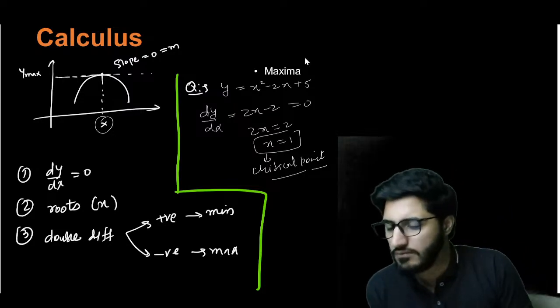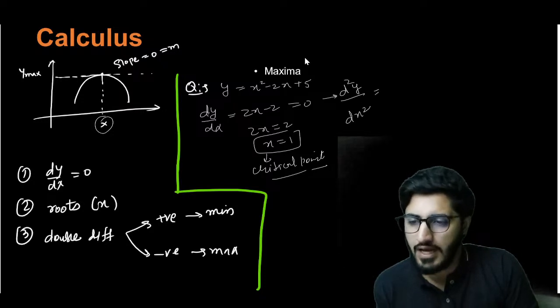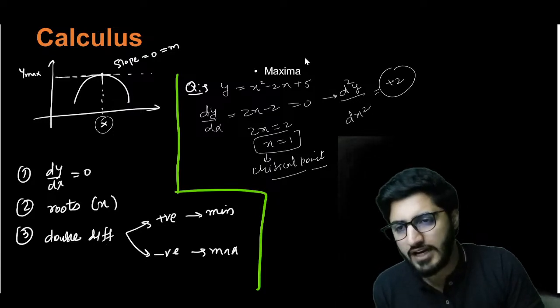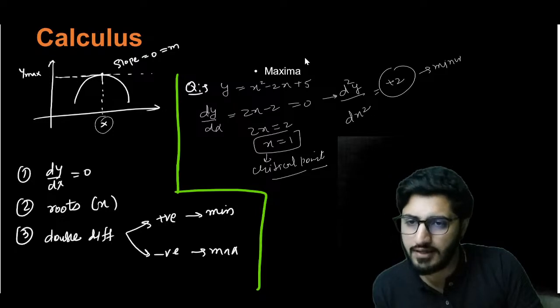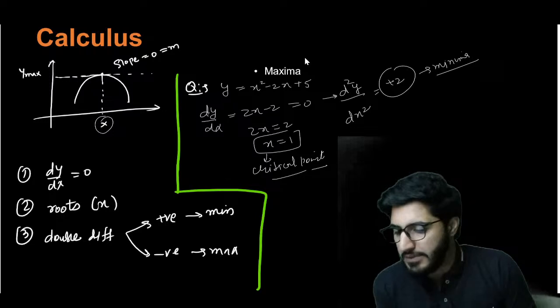Now look, what you can do now is double differentiation, d square y by dx square. I think my value comes out to be only plus 2. So that means at this particular point, the graph is at minima. But what is the minimum value? What is my minimum value?